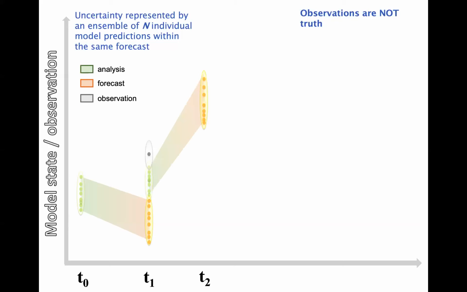Then we evolve that forward in time to the next time step. Model error growth leads to a spread of model estimates. An observation comes along. This time we're not so confident in this observation, so the model doesn't move too far away from its original guess when we come up with a compromise.